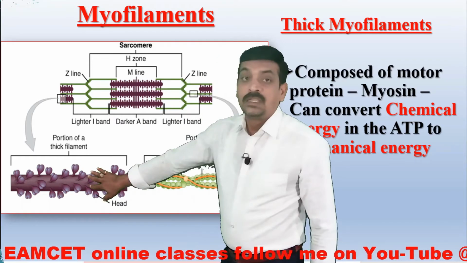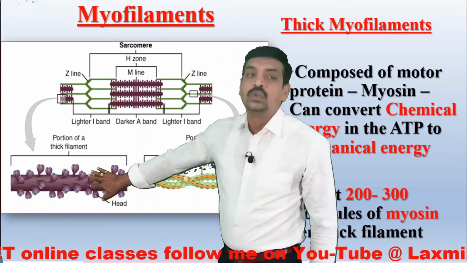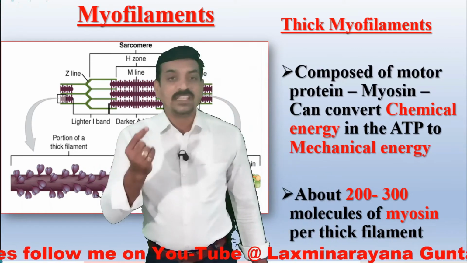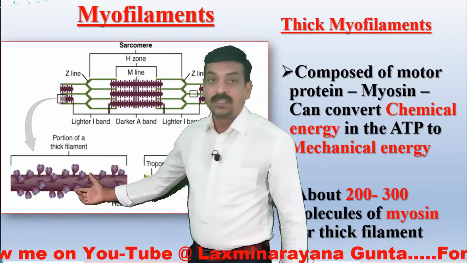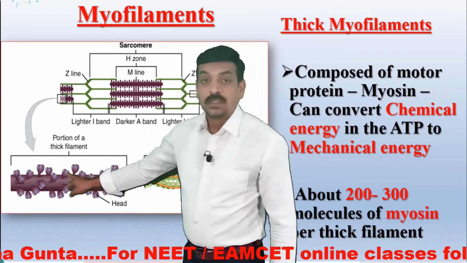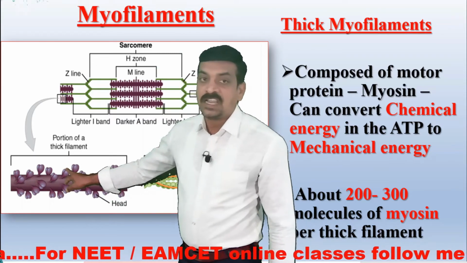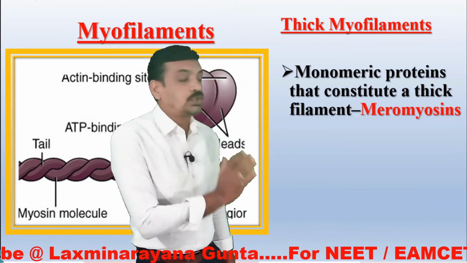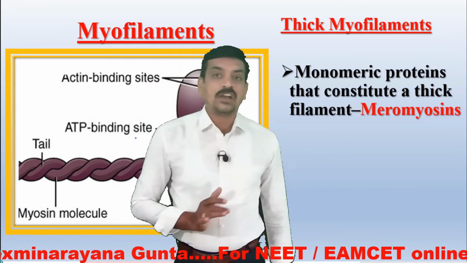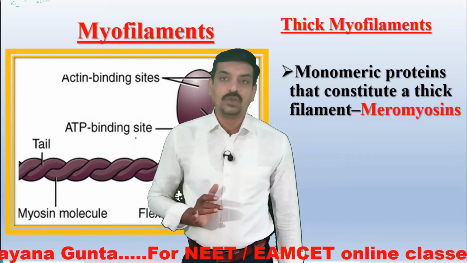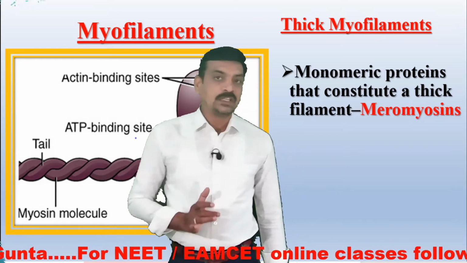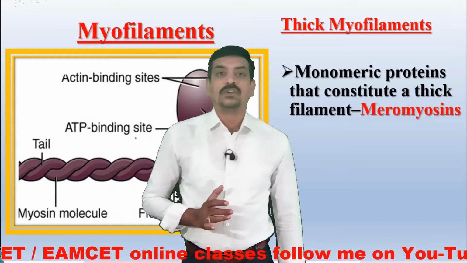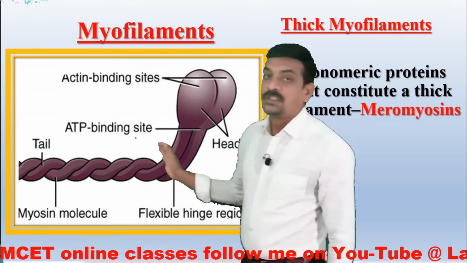There are about 200 to 300 molecules of myosin present per thick filament. It is a thick filament. You can observe the myosin molecules. These are the heads of the myosin molecules. The monomeric units that constitute the myosin are called meromyosins. Meromyosins are the monomeric proteins that constitute a thick filament. Here you can observe the meromyosins.